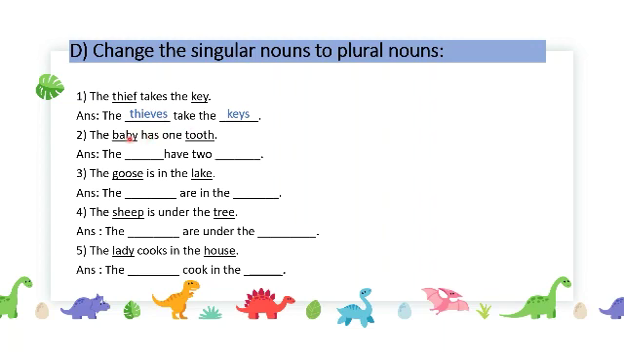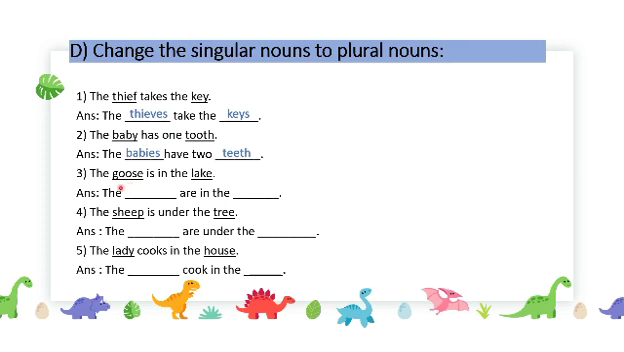Now the second one, the baby has one tooth. Okay, the baby has one tooth. You have to change this baby and this tooth to plural. The baby will become babies. Yes, we have to remove I and we have to add IES. Has will become have. When we are talking about a single person, it is has. And when we are talking about many, we use have. And tooth? No, it will be teeth.